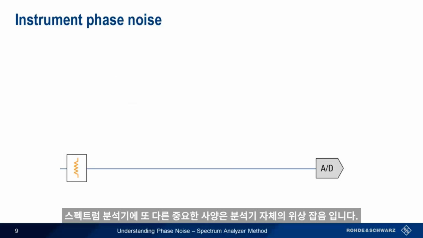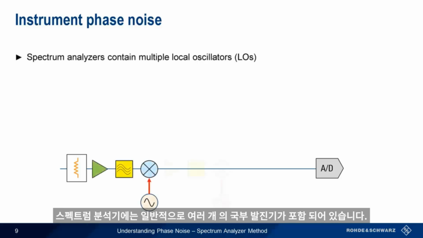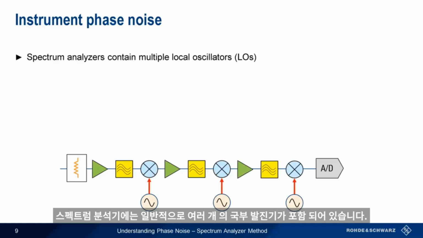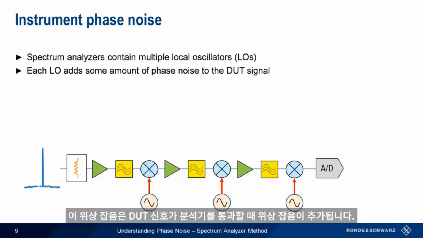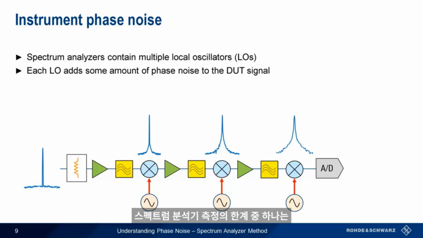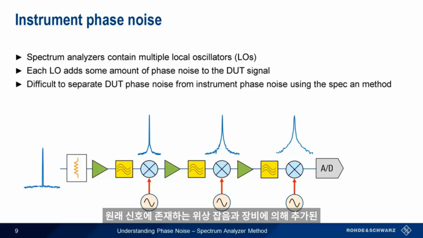Another important spectrum analyzer specification is the phase noise of the analyzer itself. Spectrum analyzers usually contain multiple local oscillators, or LOs. Like all other oscillators, each of these local oscillators has a certain amount of phase noise, and this phase noise is added to the phase noise of the DUT signal as it moves through the analyzer. One of the limitations of the spectrum analyzer method is that it's difficult to separate or distinguish the phase noise present in the original signal from the phase noise added by the instrument.